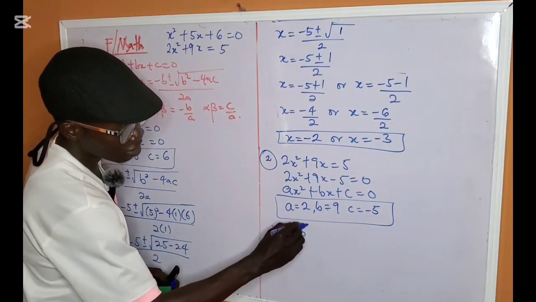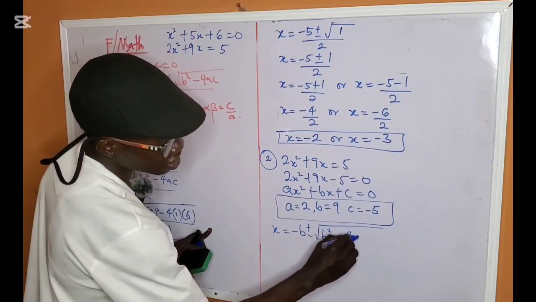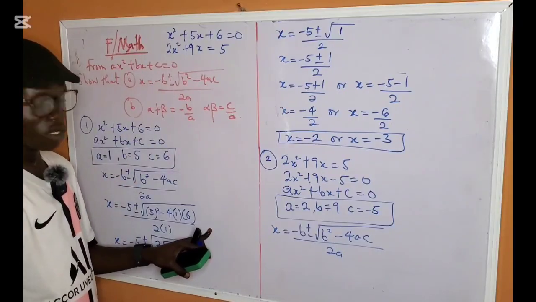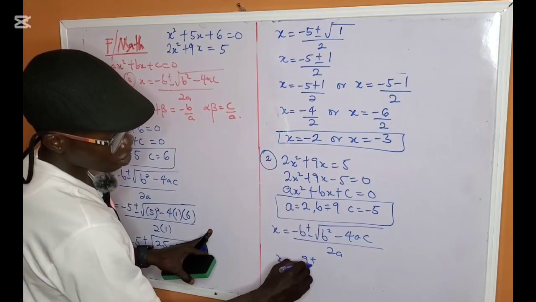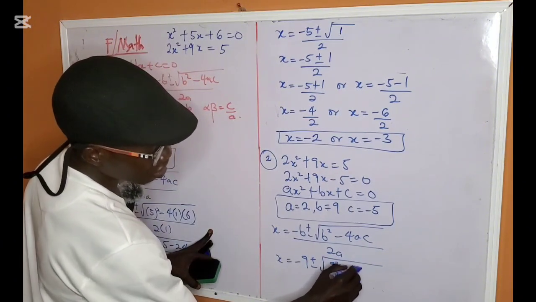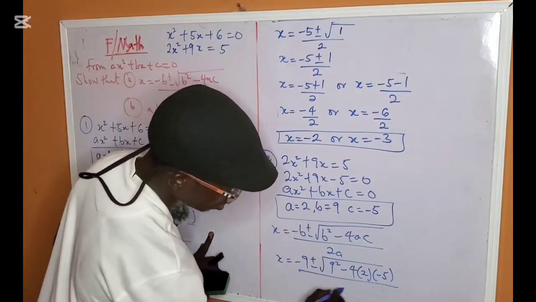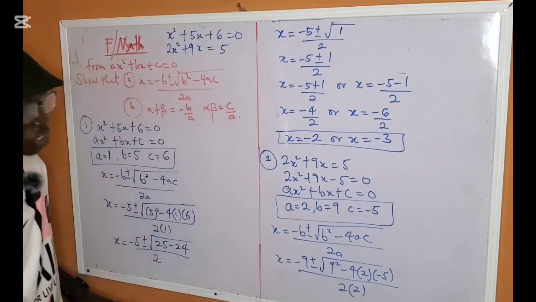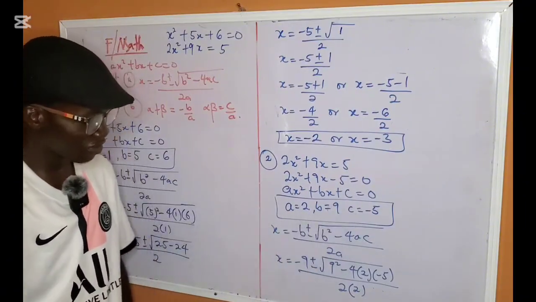X equals minus b plus or minus square root of b squared minus 4ac over 2a. So x equals minus b, that's minus 9, plus or minus square root of 9 squared minus 4 bracket 2 bracket minus 5 over 2 bracket 2. Remember, our a is 2, our b is 9, and c is minus 5.